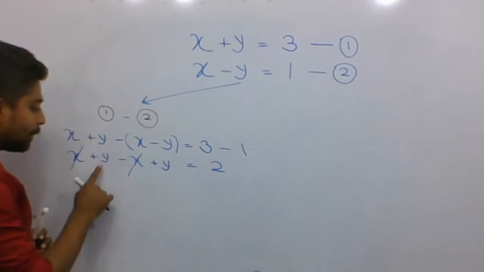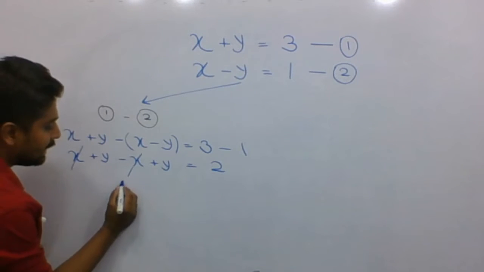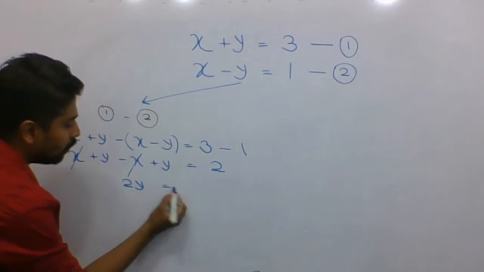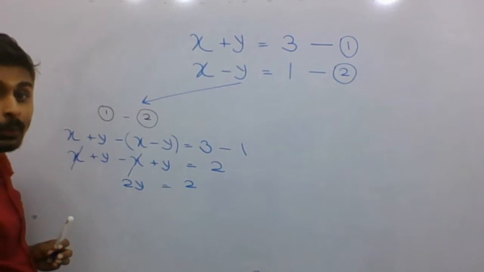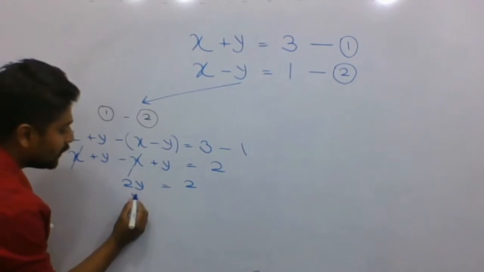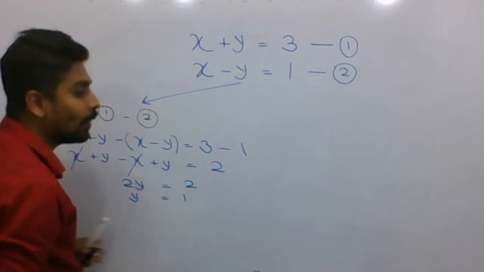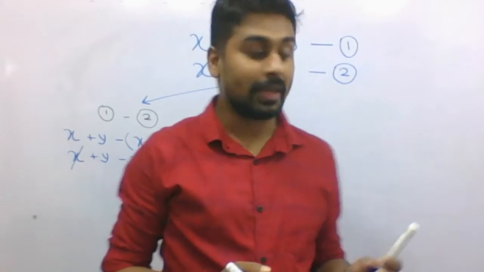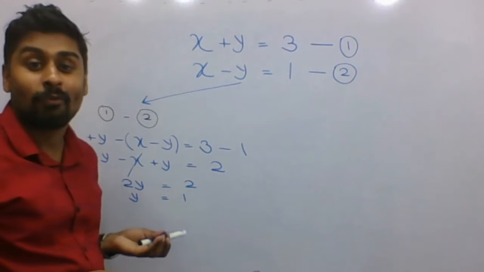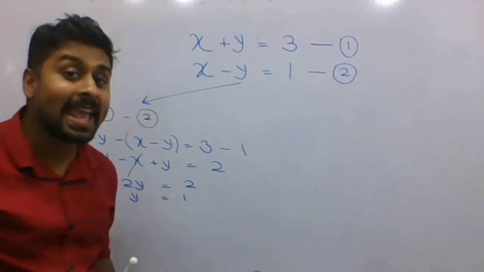So what will remain? Plus y, it is. Then it is what? 2y equal what? 2. 2y equal 2. Then divide both sides by 2. Then you know that y equal what? Y equal 1. That means we have got the answer for y. Y equal 1. Then how to find x?